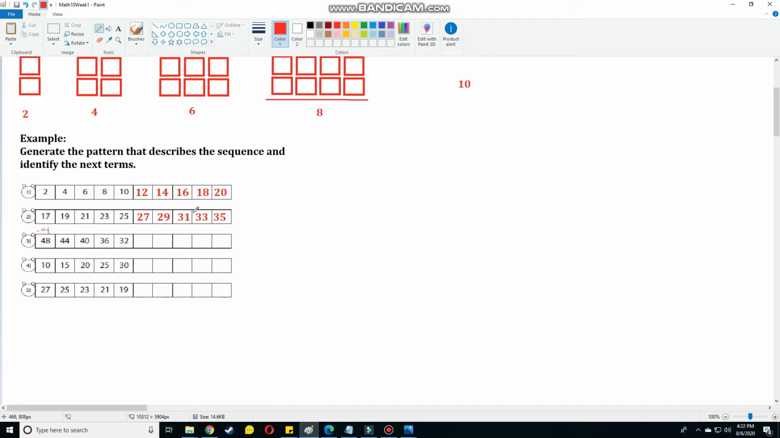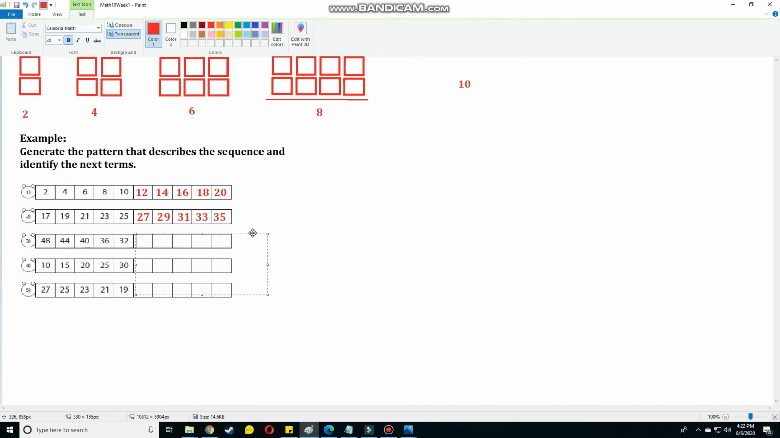44 plus negative 4, that's 40. 40 plus negative 4, that's 36. Or we could say we just subtracted 4, right? So let's continue this one. So 32 plus negative 4 or minus 4, we could say that would be 28.